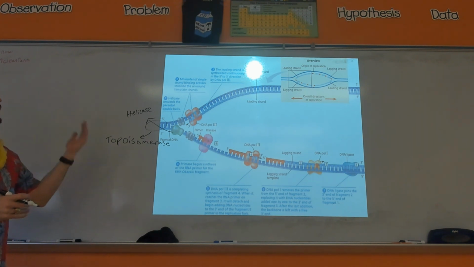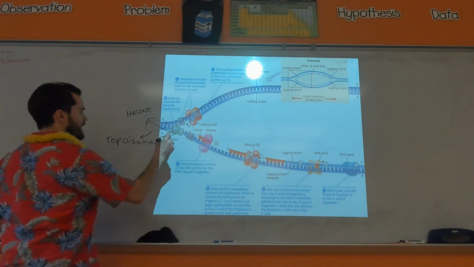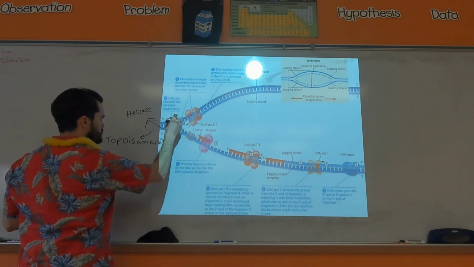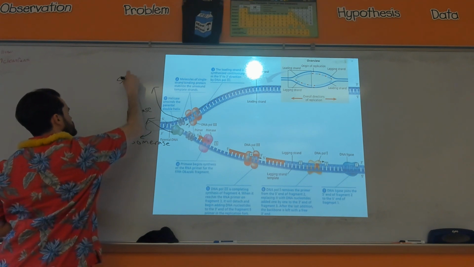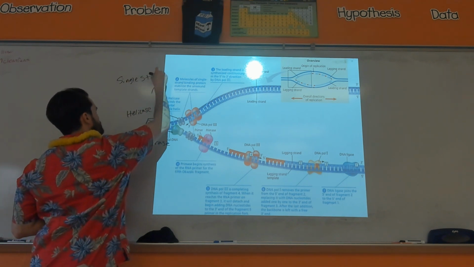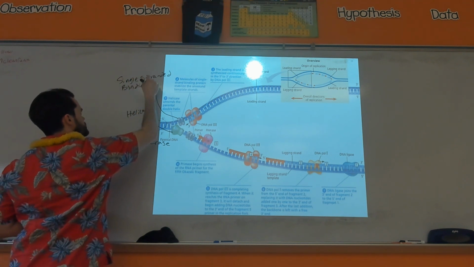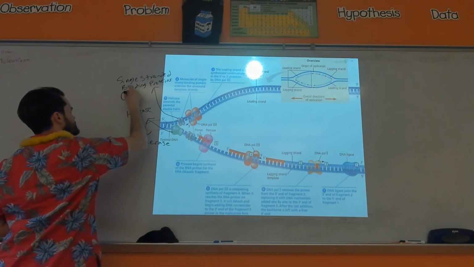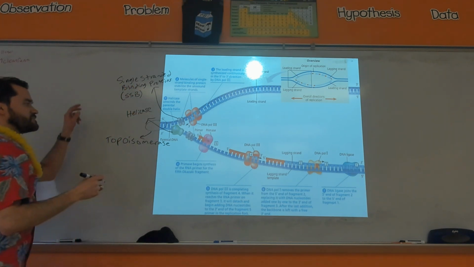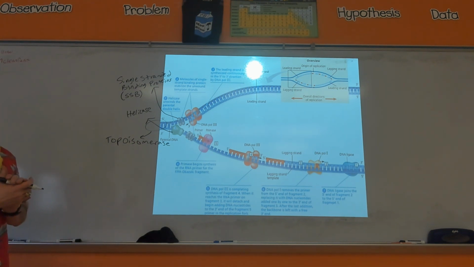And then, if we unwind the DNA, we want to make sure the DNA doesn't re-zip back together. So we have these silverish-looking proteins. These are called single-stranded binding proteins, and they're abbreviated SSB. So SSB proteins will prevent the DNA double helix from reattaching back together.